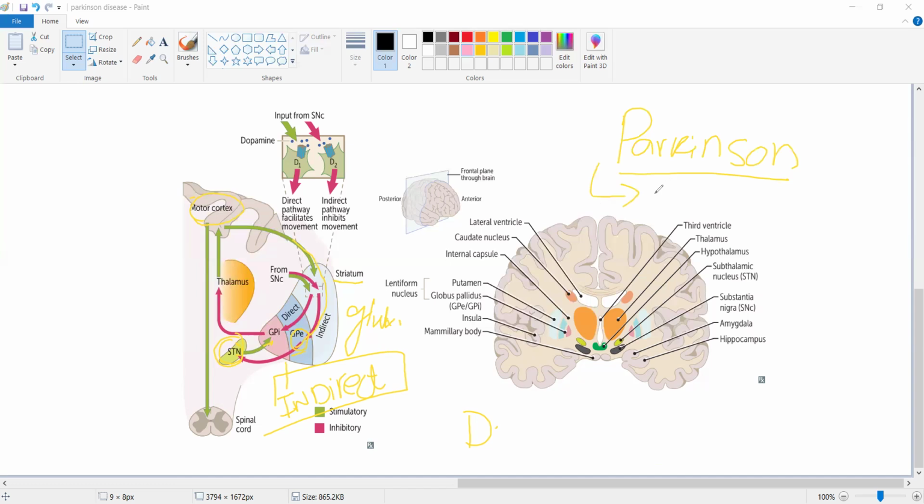Substantia nigra. Yes, there is damage in the substantia nigra, dopaminergic neuron damage. So there is a decrease in dopamine due to damage in the substantia nigra, right? Okay.